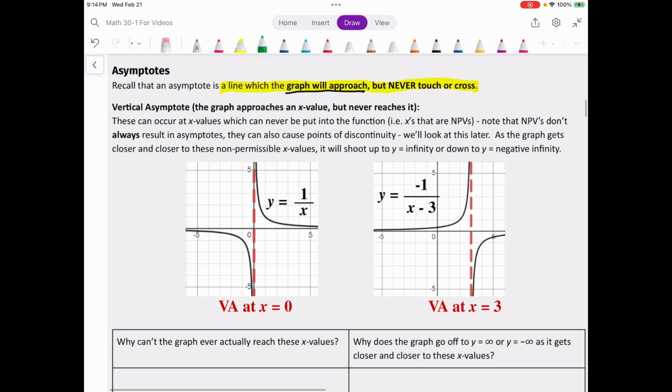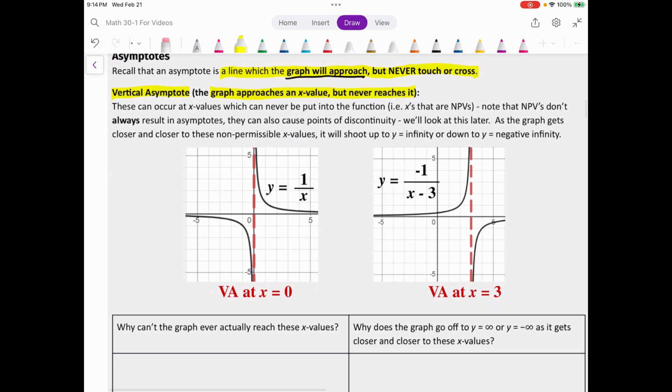Okay, so if we think about that, what's it approaching? It's approaching a value of x, right? In this case, x is 0. As x gets closer and closer to 0, our graph gets closer and closer to x being 0, but we can see it's never actually getting there. It gets closer but doesn't reach it. That's a vertical asymptote. The graph approaches an x value but doesn't reach it. So these can occur at x values which can never be put into the function. In other words, x's that are non-permissible values, right?